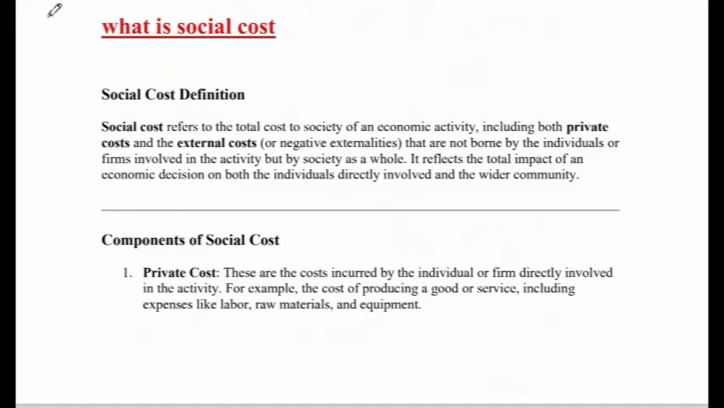What is social cost? Social cost refers to the total cost to society of an economic activity, including both private costs and external costs or negative externalities that are not borne by the individuals or firms involved in the activity but by society as a whole. It reflects the total impact of an economic decision on both the individuals directly involved and the wider community.